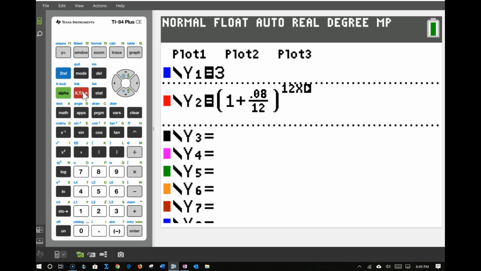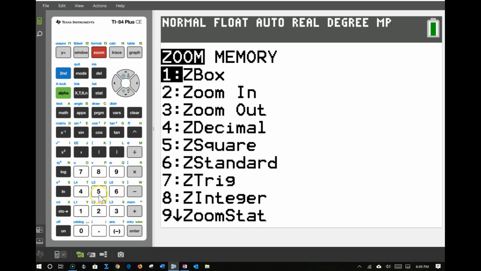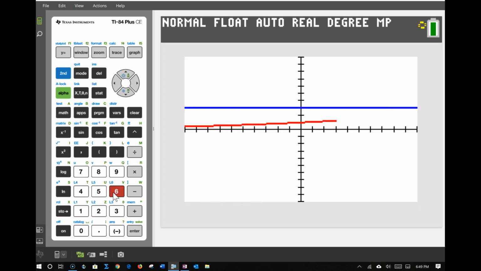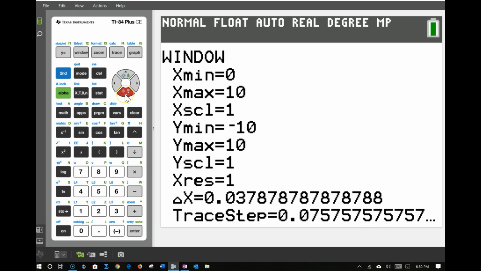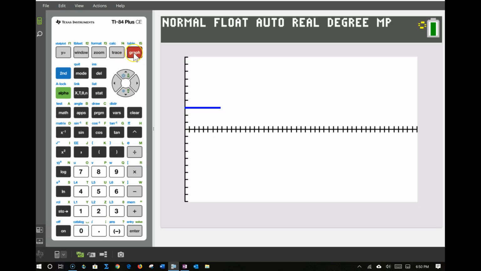Now I'm going to go graph. Let's go zoom 6, zoom standard, and just see what we got. Now, the window doesn't work. Okay, well, what do we practice? We practice changing our windows. So let's go to our window and I'm going to go x min is 0 and x max, let's go to 50. Let's leave y min for right now and then just hit graph. Now notice it worked out pretty well. So remember, using your windows and changing it, just don't hit zoom again, and graph can do it.